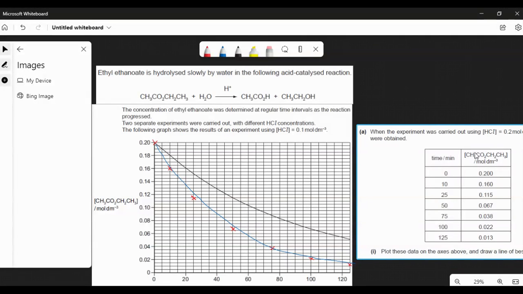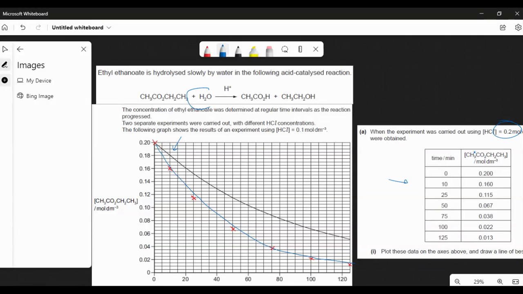Okay, it gives you a graph with this one. Then it says when the experiment was carried out at 0.2 molar, we get these results, and I've plotted them there already. Not very well, but there you go. Interestingly, why can we do this?